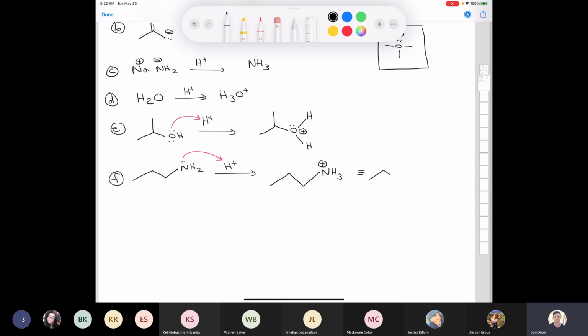That's the same thing as drawing this. If we drew the nitrogen, we draw 1, 2, 3 bonds to hydrogen, and then we put our positive charge like that. It's the exact same thing.